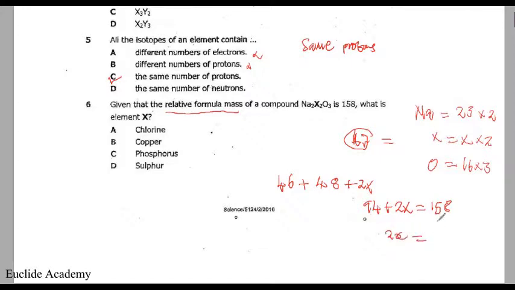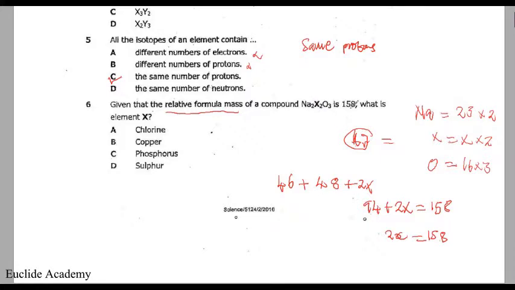Then we know 2X is equal to 158 minus 94. So why are we doing this? Because they told us that the total formula mass is 158.